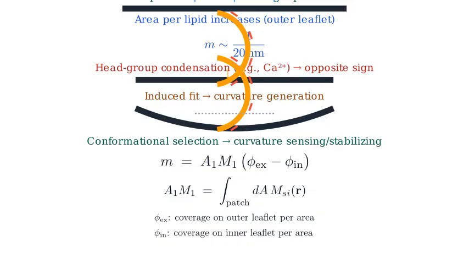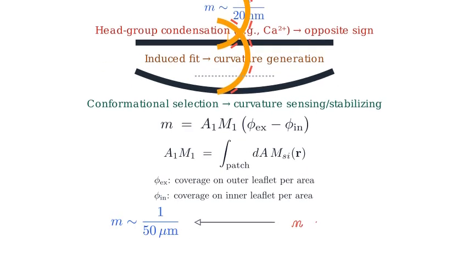A simple expression is m equals A1 times m1 times parentheses phi_out minus phi_in. Here, m1 is the local mean curvature field generated by one particle on an otherwise flat membrane, integrated over its affected patch of area A1. The coverages phi_out and phi_in are the numbers of bound particles per area on the outer and inner leaflets. When outer exceeds inner, m acquires the sign of the single particle curvature.